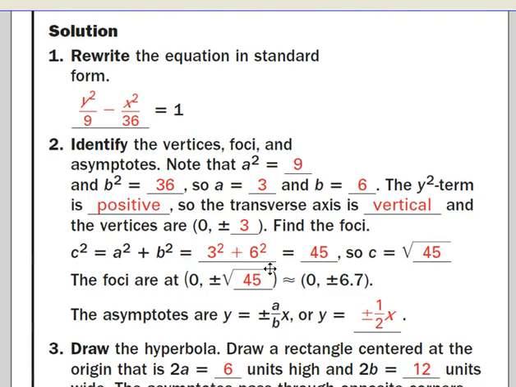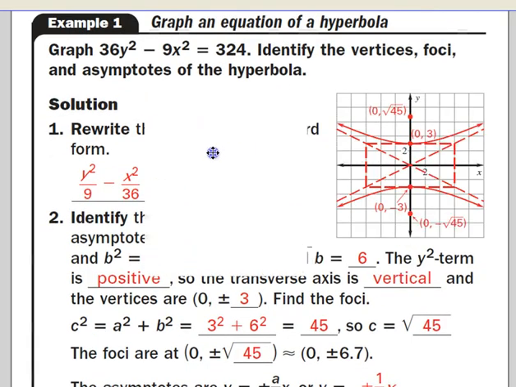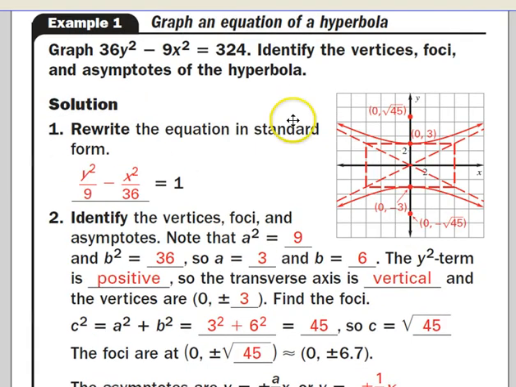So let's take a look here. And here is the result. As we can see, here's our rectangle. The asymptotes cross through here. Here are our vertices. Here are our foci.